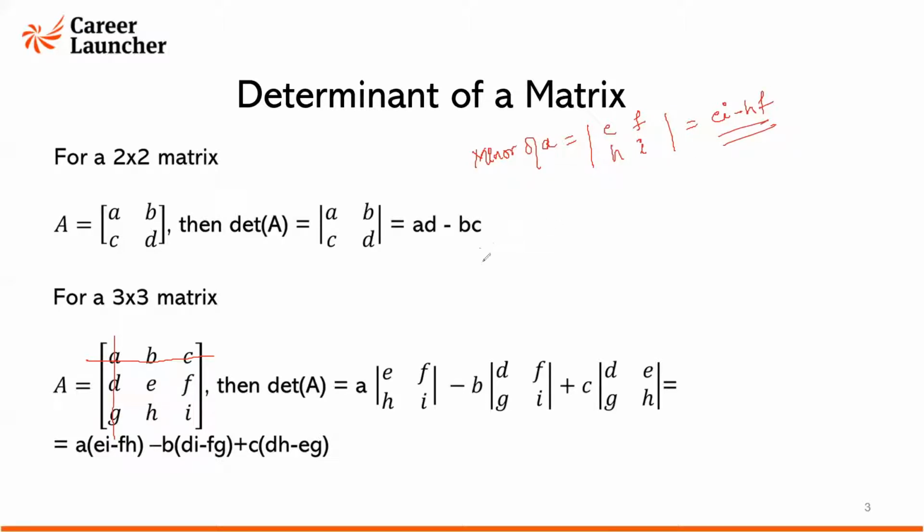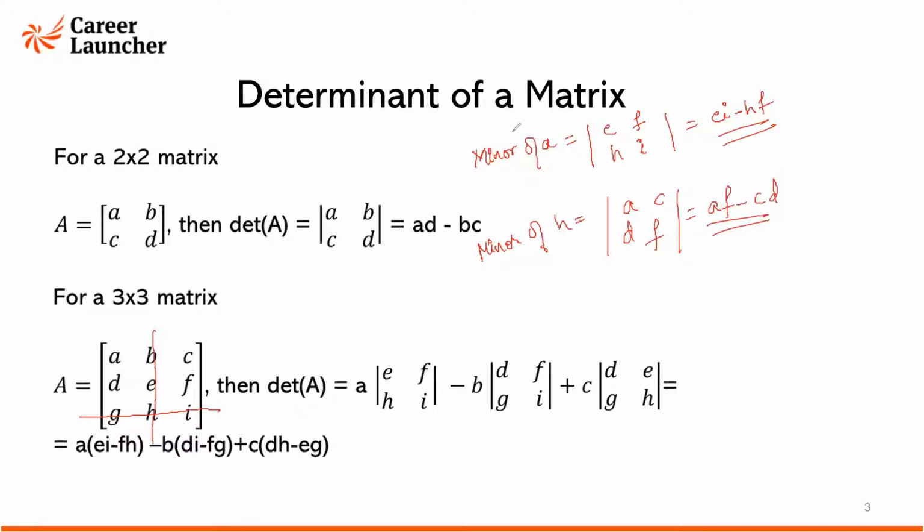Let's take another example: the minor of H. If I want the minor of H, what should I do? I will cut out the row and column of H. The remaining elements should be written in determinant form: A, C, D, F. This is AF minus CD. This is called the minor of H.